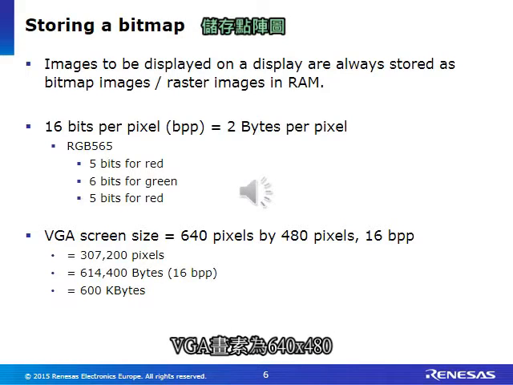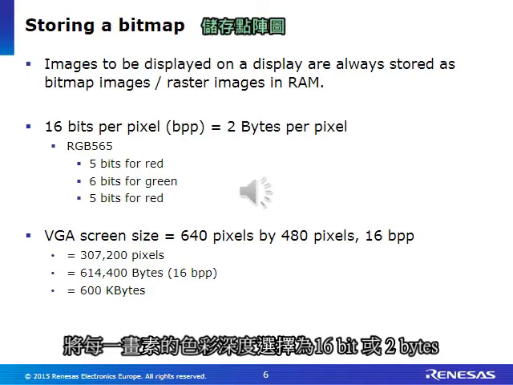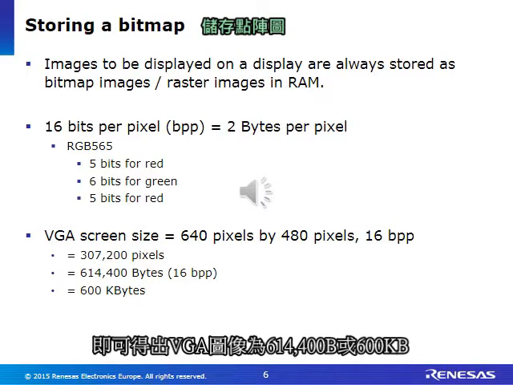So VGA means we have 640 times 480 pixels or 307,200 pixels. The chosen color depths put 16 bits or 2 bytes on each pixel, so we have a resulting 614,400 bytes or 600 kilobytes for the VGA image.